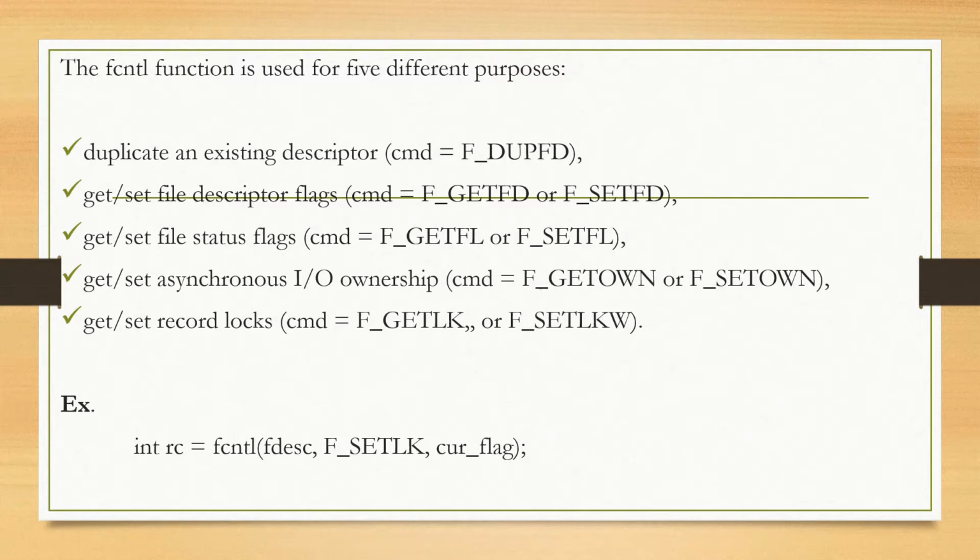The last one is get or set record locks, cmd equal to F_GETLK or F_SETLK. Get lock and set lock. These are two different types of function control, F_SETLK and F_GETLK. For example, int rc is equal to fcntl(fdesc, F_SETFD, flag).